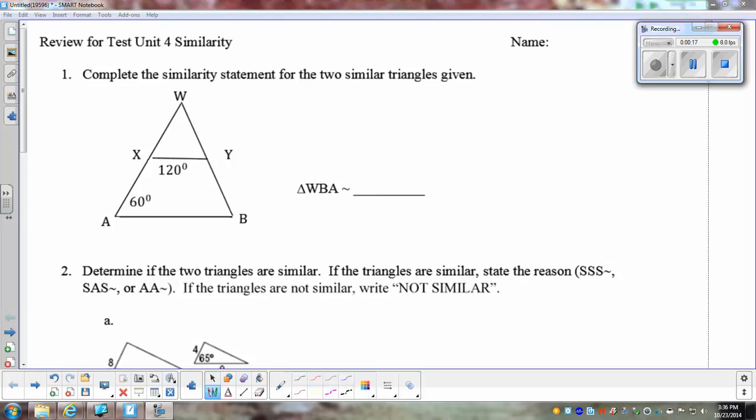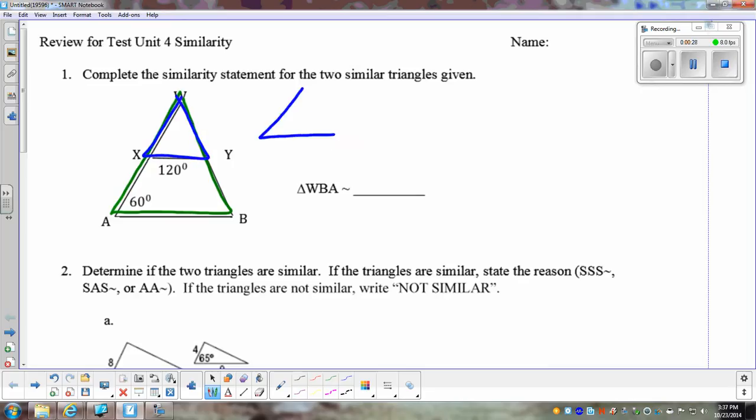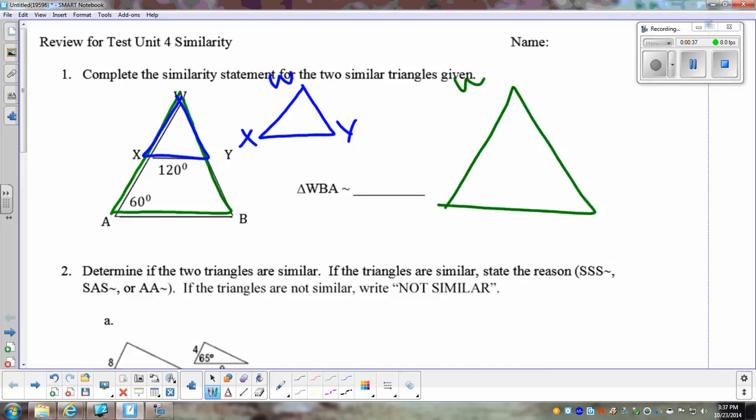Well, I know I'm using WBA, and the other one would be WYX. Since they're overlapping, I'm going to draw mine out separately. I know that angle A is 60 degrees. Because I know that this angle and this angle make my line, they add up to 180, so I know the angle WXY is 60 degrees. So I have at least one pair of congruent angles.